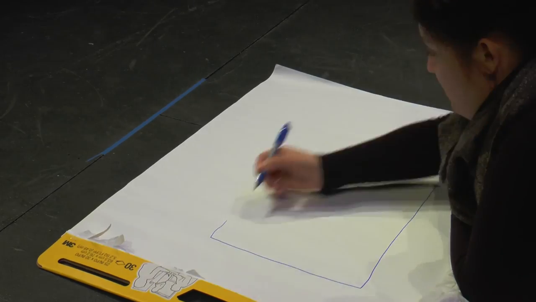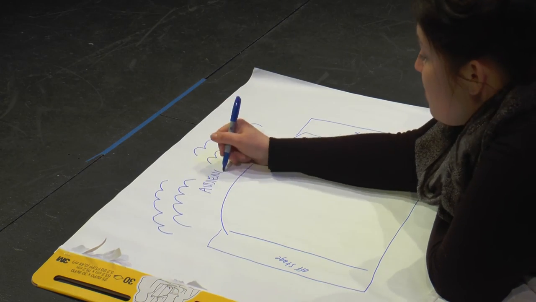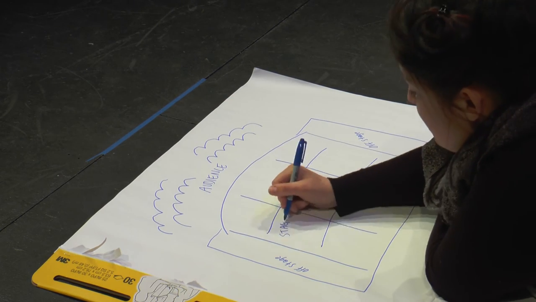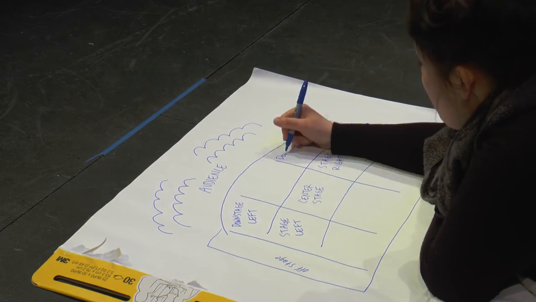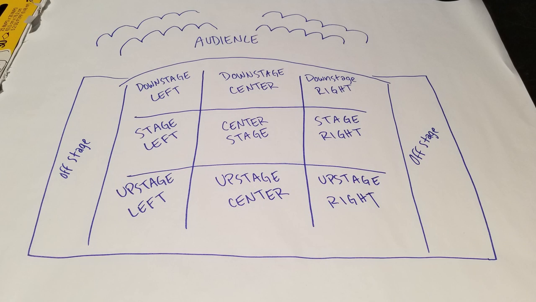For your homework assignment, I want you to draw a picture of a proscenium stage on a piece of paper. Once you have the stage drawn, label it with all the stage directions. If you need a refresher on stage directions, we'll list them at the end of the episode so you can pause the video and take notes or refer to them as long as you need to.